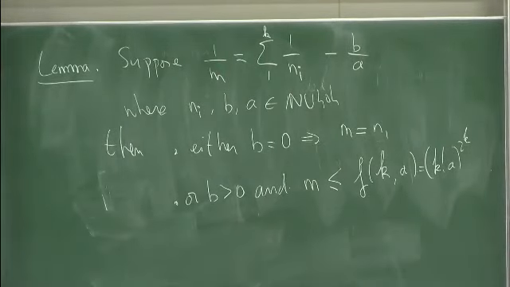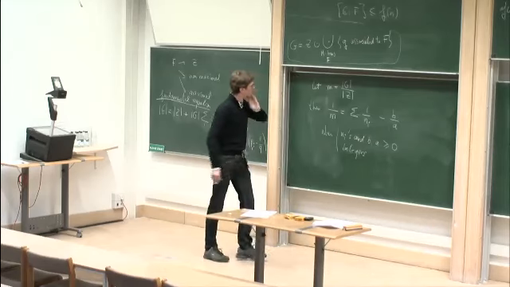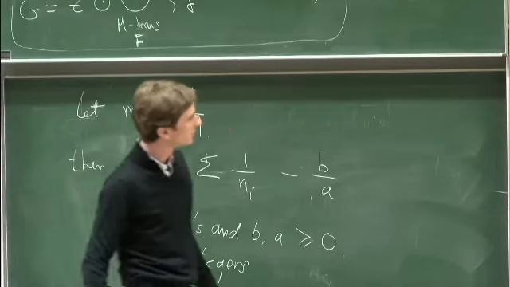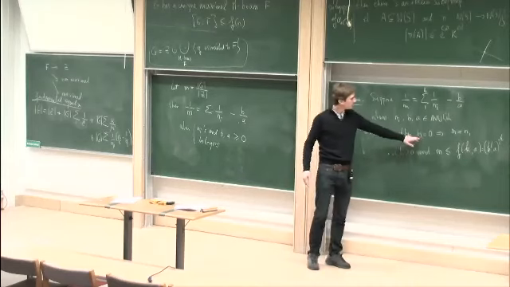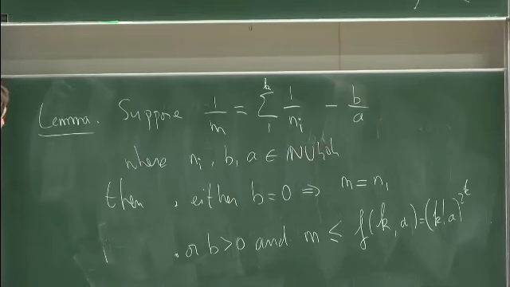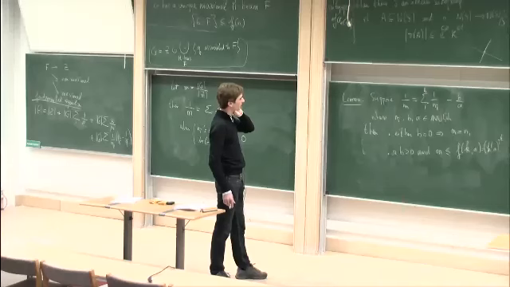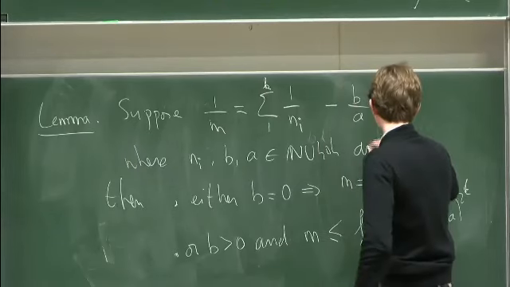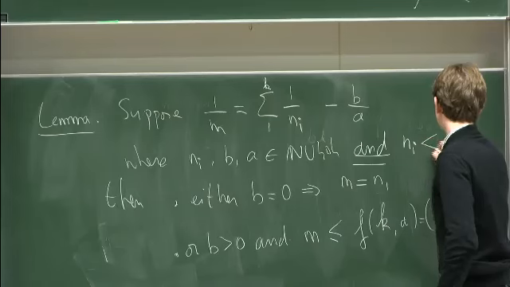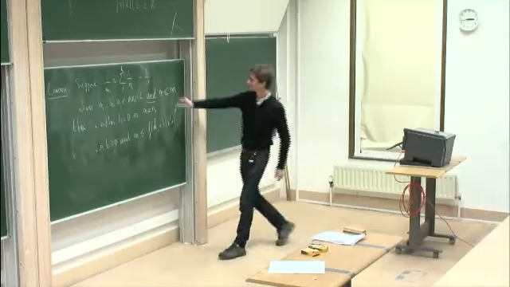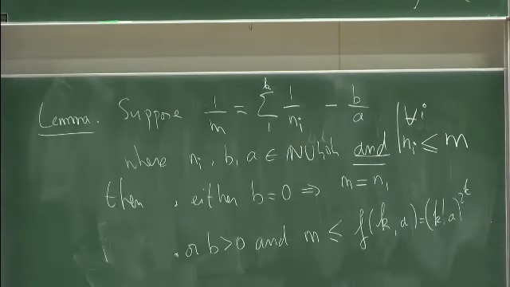So how do you apply this lemma to our problem? m here is the ratio between the group and the center. So if b were 0, and n_i is less than or equal to m, for every i.